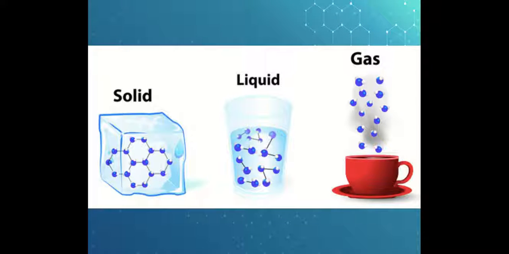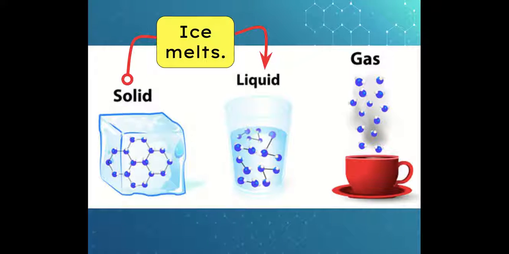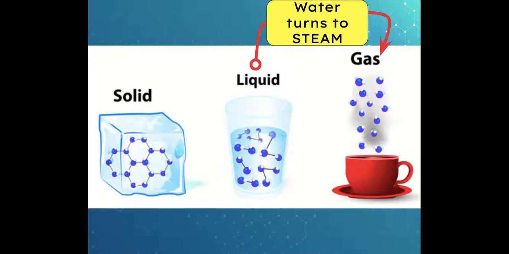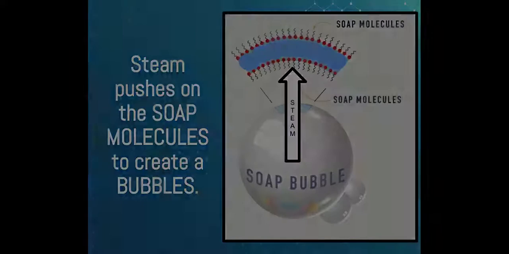Okay, so here we have the three phases of water. You have a solid, which is ice. You have liquid water. Then on the right, you have water as a gas, when it turns into water vapor or steam. So when the ice was put into the microwave in our original video, the ice melted. It went from being a solid to being a liquid. Now, when liquid water vibrates enough, it turns to steam. So it goes from being a liquid into being a gas.